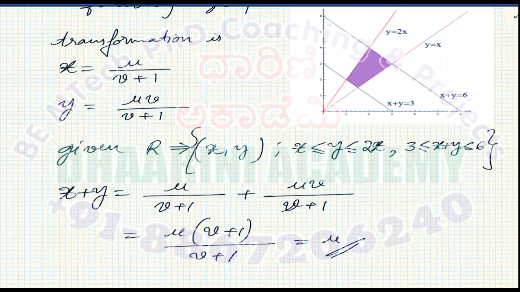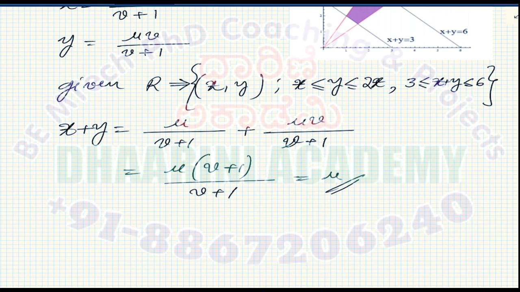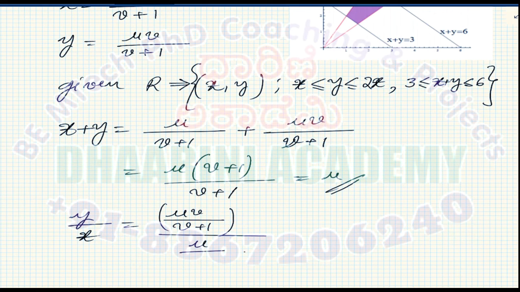Okay, so always you need to do some trick over here to convert this into x and y as per your requirement. So let me do y by x. So what is y by x? This is uv over v plus 1. This is y divided by u by v plus 1. So u by v plus 1, u by v plus 1 cancel. So you are left with v. So if at all you are able to get the y by x somewhere, then you can replace that by v.